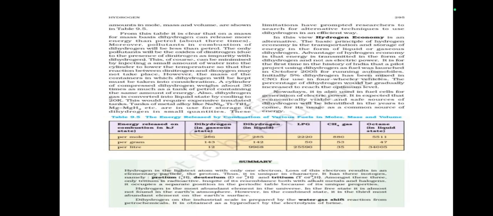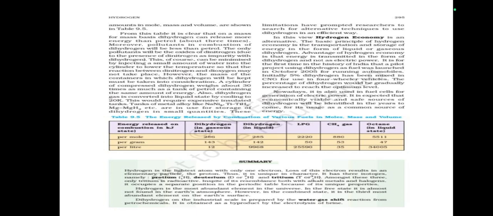Initially, 5% dihydrogen has been mixed in CNG for use in four-wheeler vehicles. The percentage of dihydrogen would be gradually increased to reach the optimum level. Nowadays, it is also used in fuel cells for home generation of electric power. It is expected that economically viable and safe sources of dihydrogen will be identified in the years to come for its use as a common source of energy.